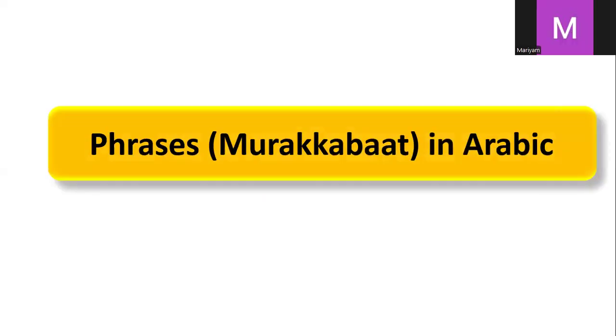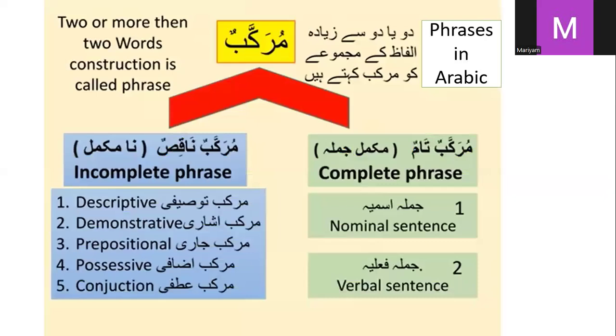So as you know, in Arabic there are two kinds of murakkabat, murakkabe tam or murakkabe naqis. Murakkabe tam means it has the complete meaning, and there are two types of sentences. We are learning only the first one.